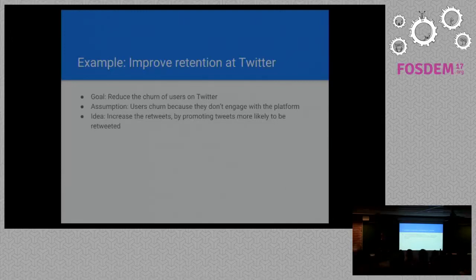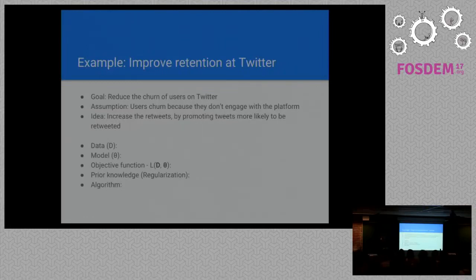So let's say that we are Twitter, and we observe that our users are leaving the platform and never returning. And after some research, we discover that users that leave usually do not engage with the platform. And what we decide to do as a solution is we try to increase the engagement of the users by trying to make them retweet more. And this is actually where the engineering decisions start. So this is something that management could do, for example, up until now.